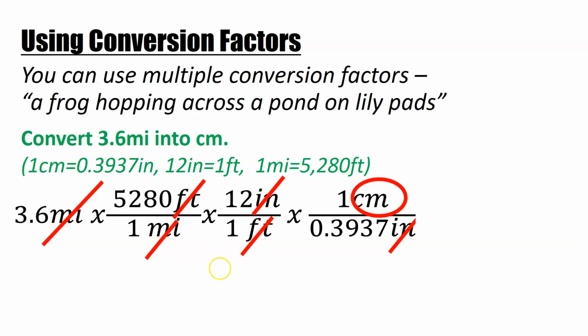So if you punched it in your calculator correctly, you would find out that 3.6 miles is the same as saying 5.8 times 10 to the 5 centimeters. The number looks very different. It looks like a much bigger number, but that's because the centimeter is a very small unit. It's a tiny little increment. A mile is a huge distance. So it's going to take a lot of centimeters to equal the same length.